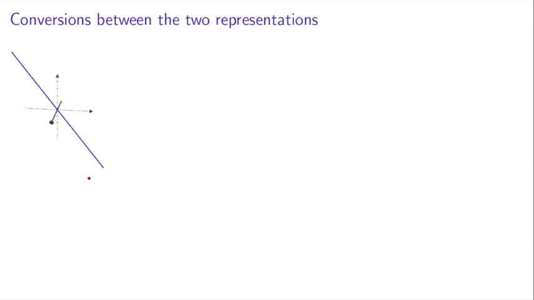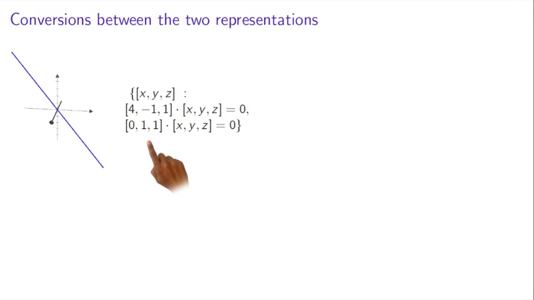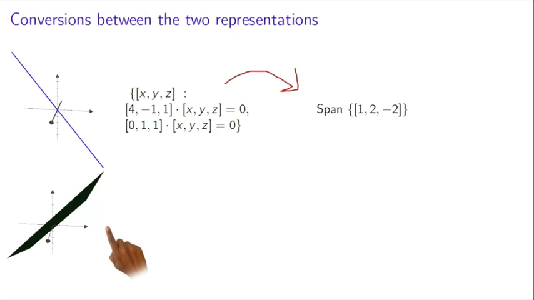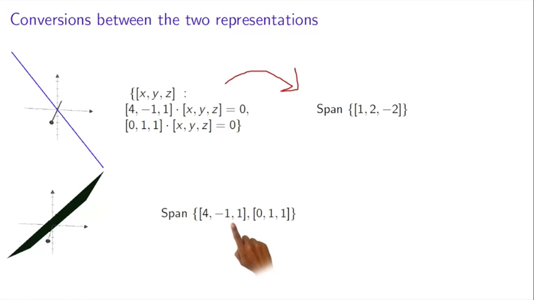We've seen that each representation has its uses, so it's important to ask: if we've specified a line through the origin in R3 by giving a couple of equations, how can we find a vector that generates the line? If we've specified a plane through the origin as the set of linear combinations of a couple of vectors, how can we find the equation for the plane?